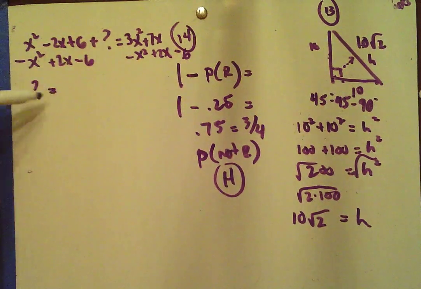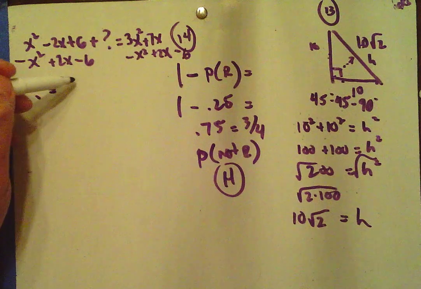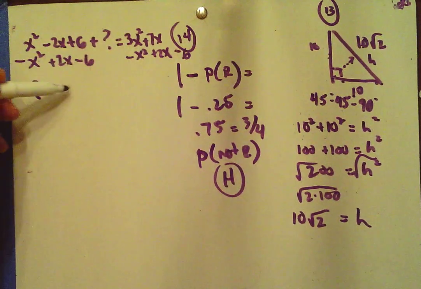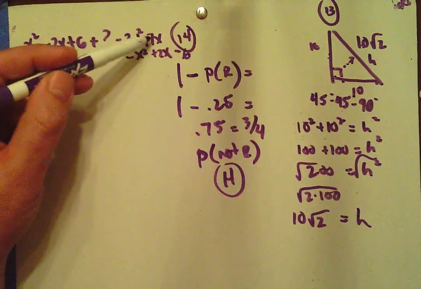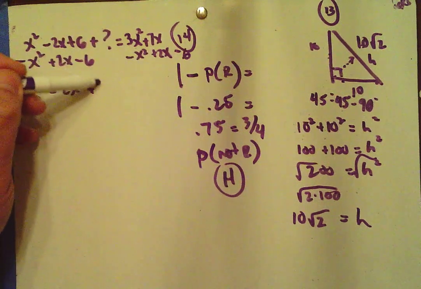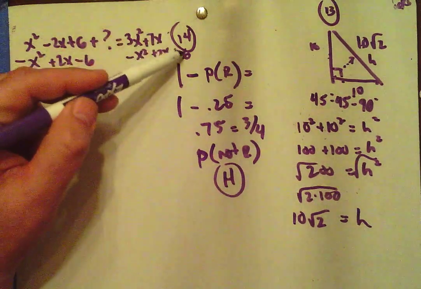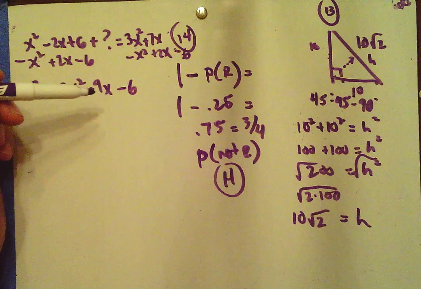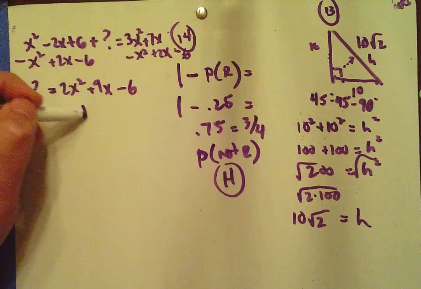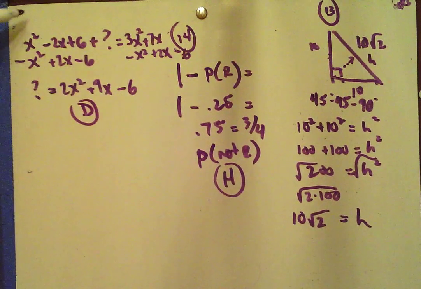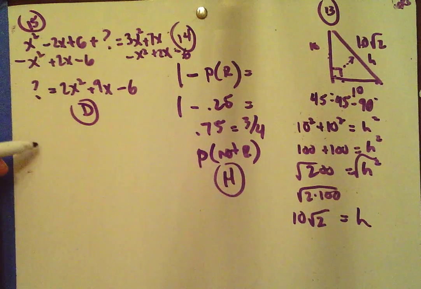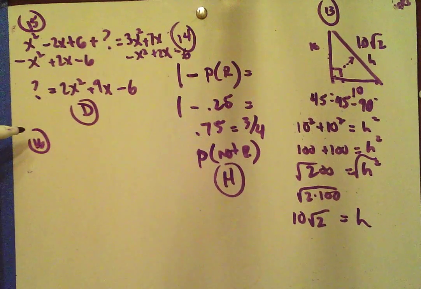And so I'm going to get the unknown polynomial is 3x squared minus 1x squared is 2x squared. 7x plus 2x is 9x, and 0 minus 6 is negative 6. And this is choice D. Choice D for number 15. Let's take a look at 16.